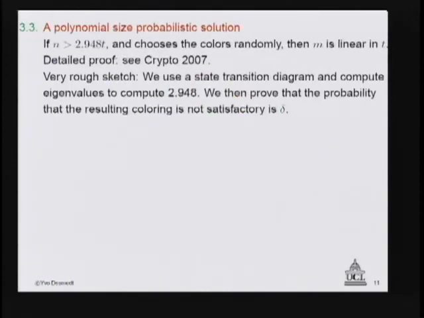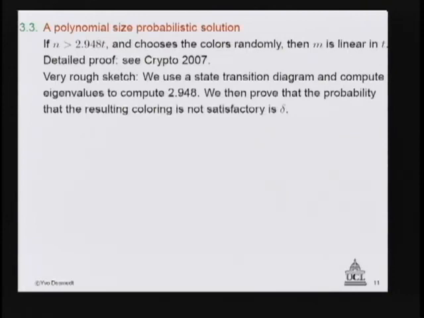Can we do better? Yeah, we can do better. If we increase the n, if we don't go for an optimal n, but let n go larger than 2.948 times t, and we choose the colors randomly, then actually m can be linear in t. And the detailed proof I'm not going to go over.